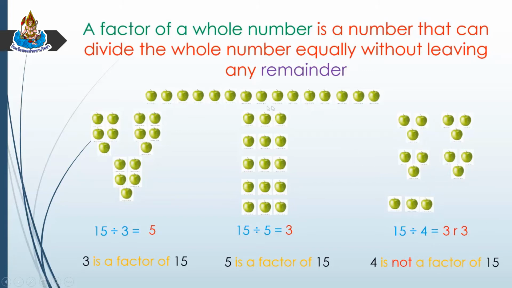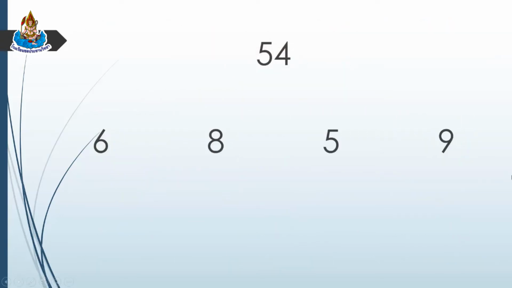So once again, a factor is a number that can divide another number exactly in equal parts without leaving any remainder. Now we have the number 54, and you need to find out which of those 4 numbers are factors of 54. You will have only 1 minute. Let's start!